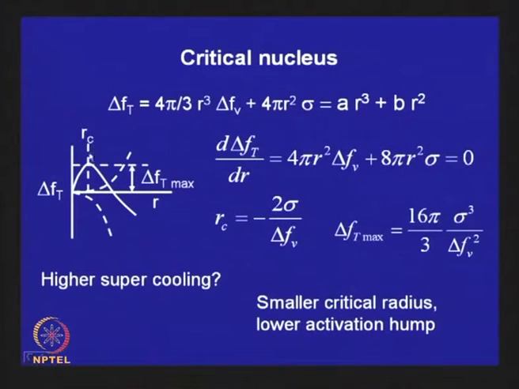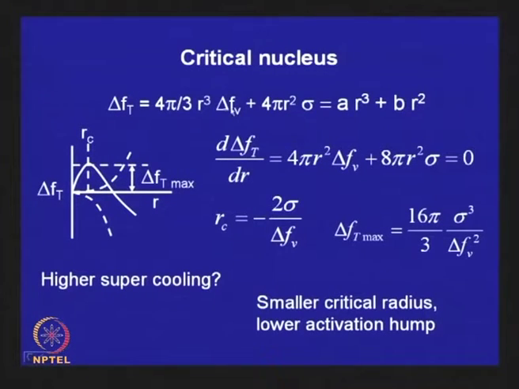And what we say is that if this energy hump, this peak energy, can be crossed, then as the nucleus radius increases, the energy will keep dropping. So, therefore, this process will be spontaneous. For that nucleus to be stable and grow spontaneously, this energy hump must be exceeded, and this can easily be found out by finding at what size of the nucleus this free energy change is maximum.